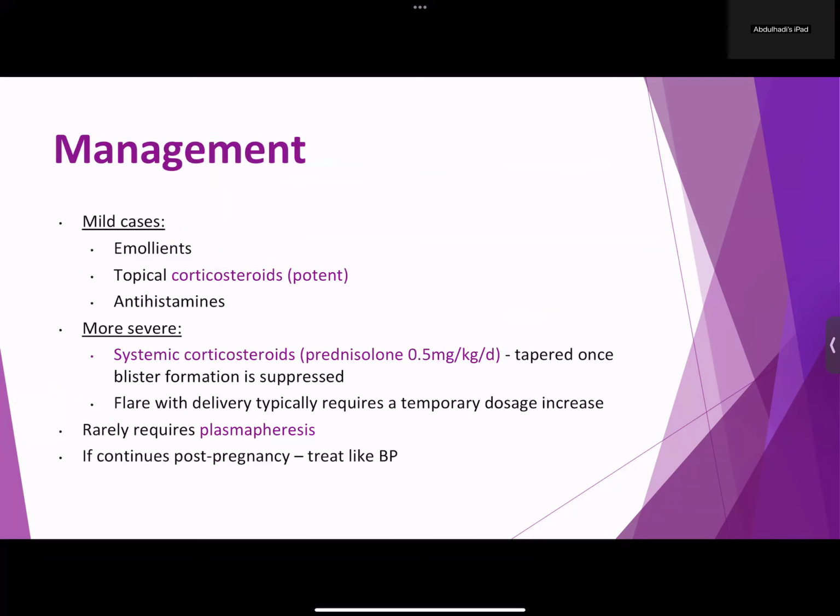How do we manage it? Of course, we need to give topical steroids, potent antihistamines. Oftentimes in these patients, we require to give systemic steroids that we taper, and it's usually safe. If it is really severe, we can do plasmapheresis like exchange. But in general, we do steroids.